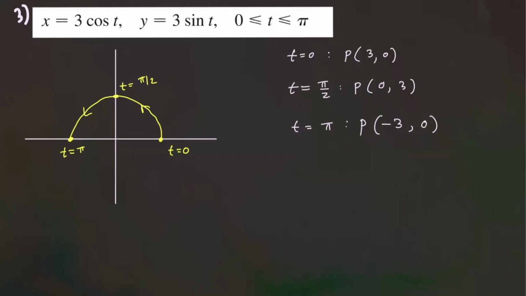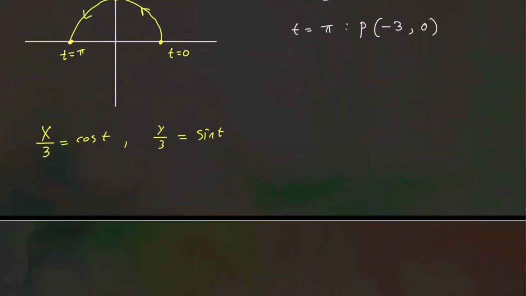All right, so now to get the Cartesian equation, we're going to have to remember an identity from trigonometry. First, I'm going to solve each of these equations for sine and cosine. For the first one, I can divide by 3, so x divided by 3 equals cosine t. And then y divided by 3 equals sine t. Now remember that cosine squared of t plus sine squared of t is equal to 1. We know that identity from trigonometry.